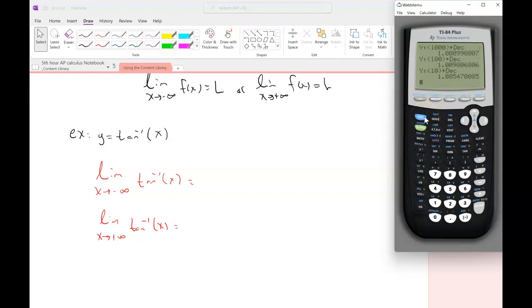So let's use the table option. I think I put that in Y4. So I'm just going to do the negative infinity way first. I'm going to keep picking smaller and smaller values of x and seeing if that's going to settle down to a specific value. What do you guys think? Are you starting to recognize that number yet?